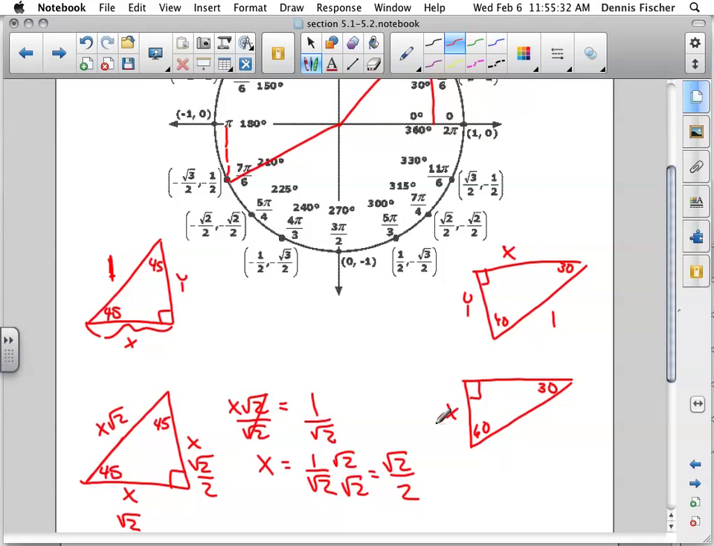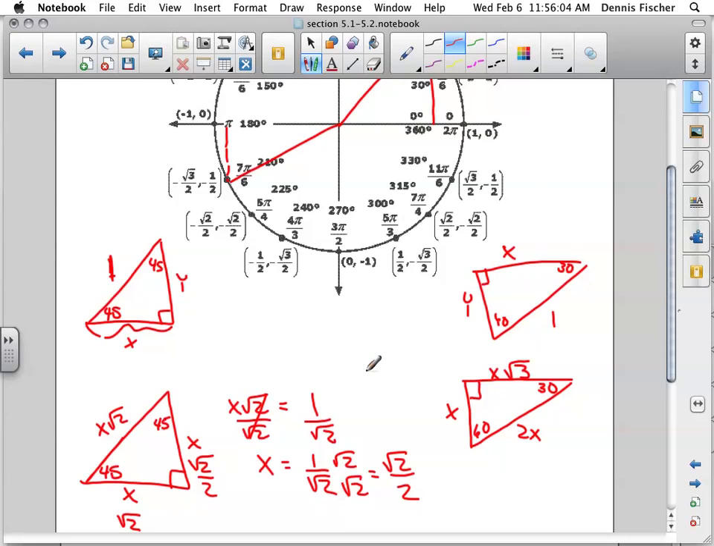2x and x square root of 3. The hypotenuse is always 2x, and the longer leg is x square root of 3. You might want to write that down because you will use that a lot. The side always opposite my 30-degree angle is x, x square root of 3 is my longer leg, and 2x is my hypotenuse.